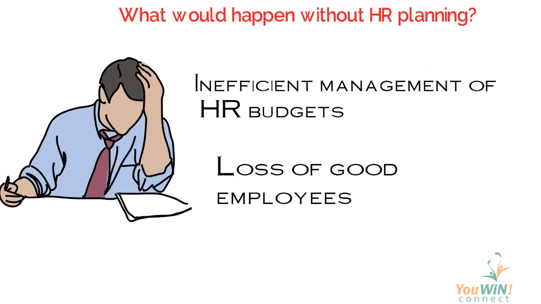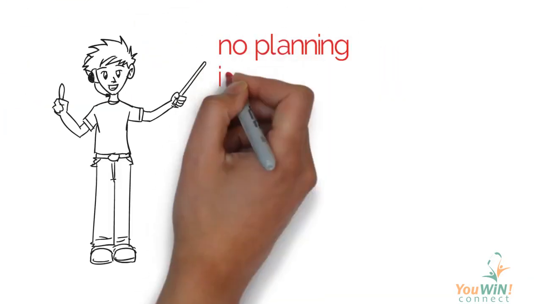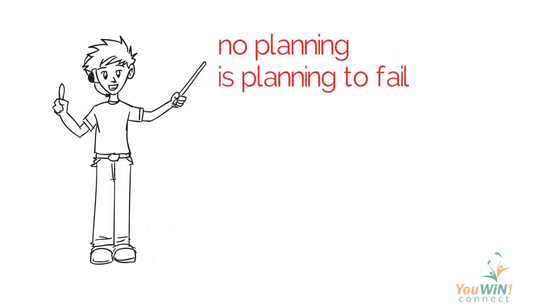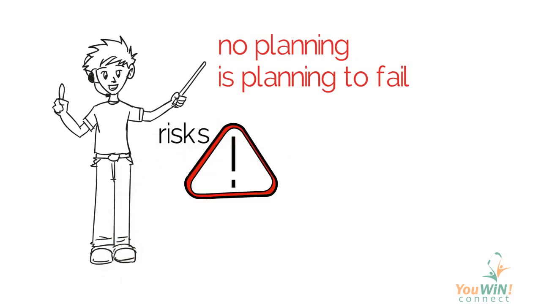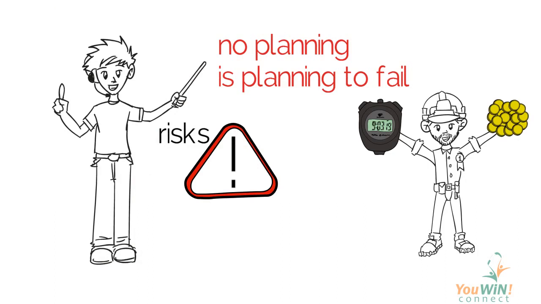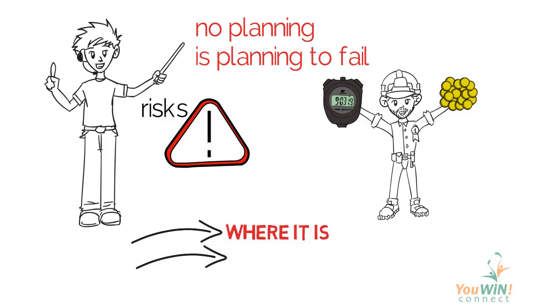You then have inefficient management of HR budgets, and ultimately you will lose good employees. No planning is planning to fail. Trial and error is not an effective management strategy because it increases risks and is costly in terms of time and money. Planning is a useful solution to inform the company about where it is, what has to be done, and how to minimize risks.